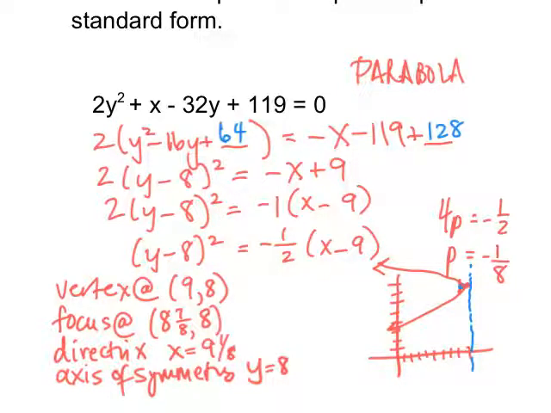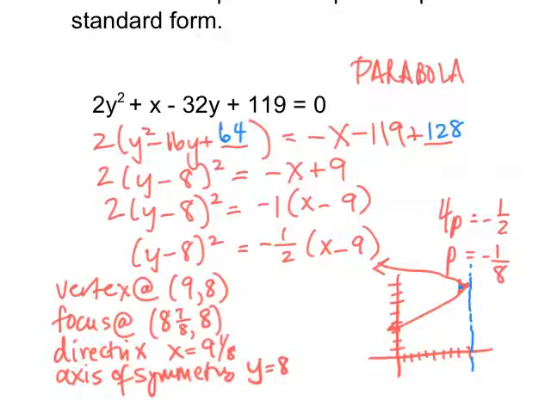Our p-value, if 4p equals negative 1/2, that means p is negative 1/8. So that means the focus point is 1/8 from the vertex, so that's 8 7/8, 8. So plot it a little bit to the left here. The directrix is 1/8 in the other direction, so it is at x equals 9 1/8.